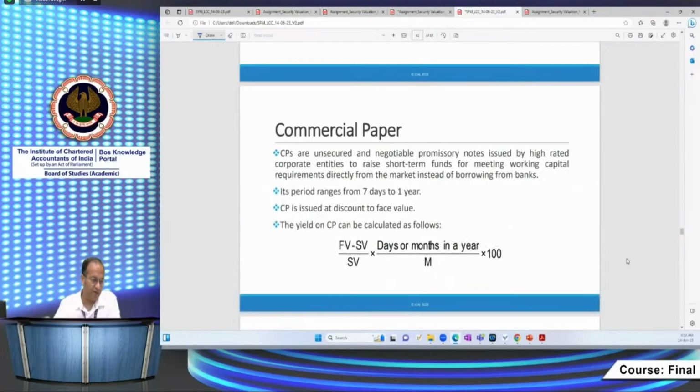Then, most important comes the commercial paper. Commercial papers are instruments that are normally issued by corporate houses.